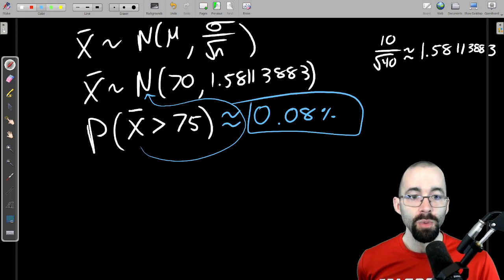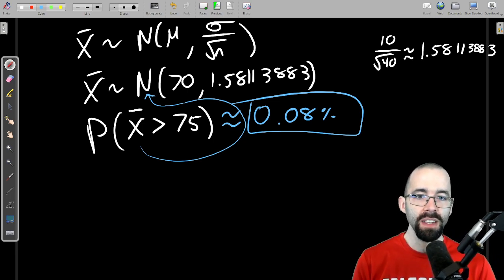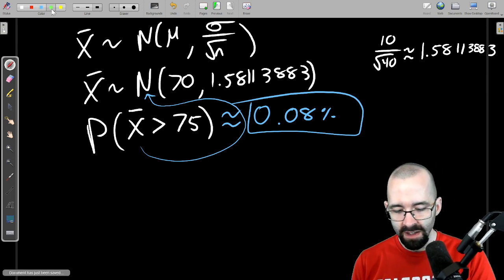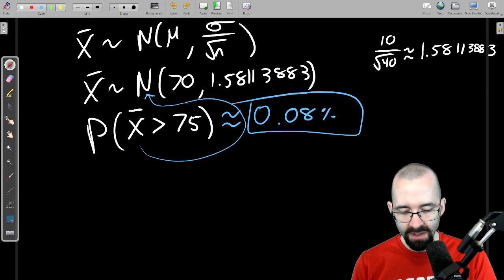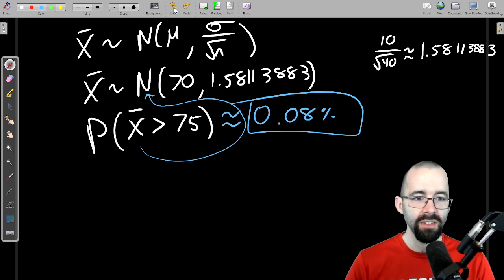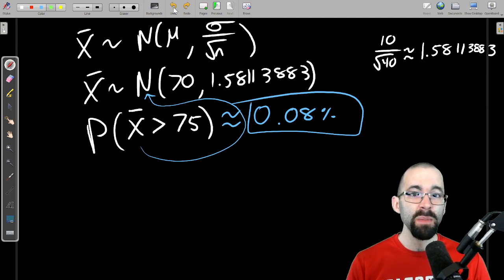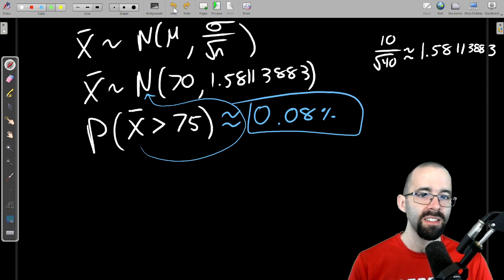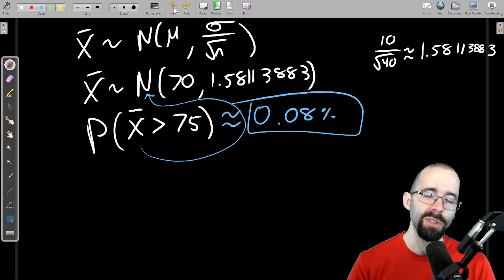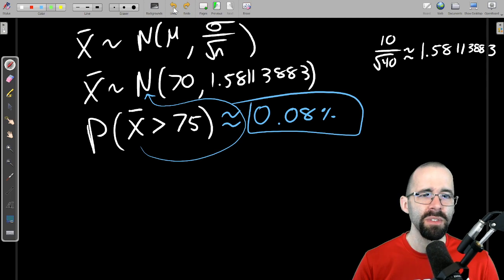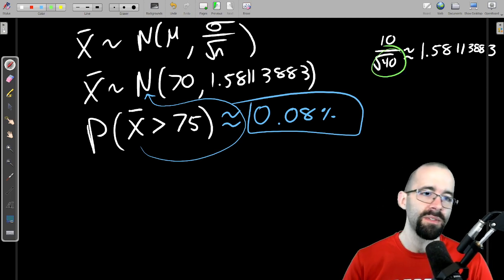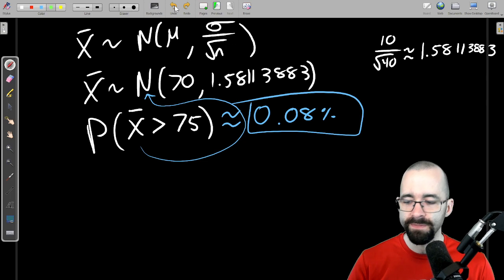Right? Because this is more than 3 standard deviations above the mean. This is our standard deviation, this is our mean. We're many standard deviations above the mean. It's going to be pretty rare. Now, a single student getting an exam score above 75 is very common, but for a random sample of 40 students, their average is going to be really close to 70 because of our sample size, basically. The sample size makes that standard deviation smaller.